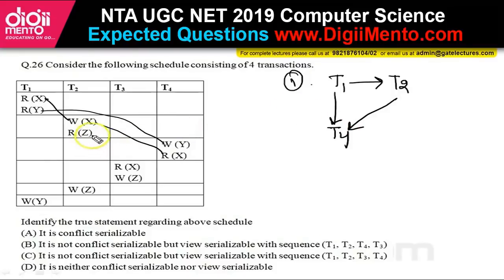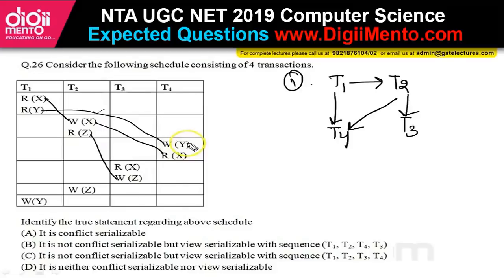Okay. Now next is the read operation on Z. Is there any problem with that? Yes. Here there is a read and write operation on Z. So it means T2 must be done before T3. So let's make T3 here. According to this, T2 must be done before T3. Okay, now T2 is resolved.